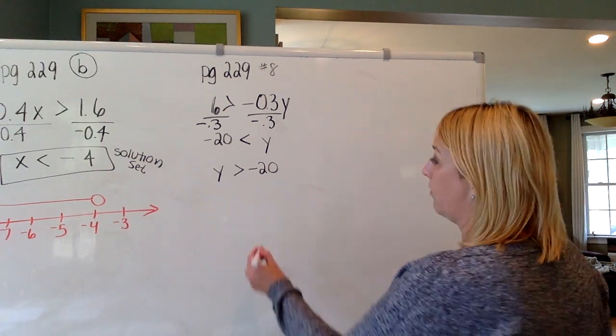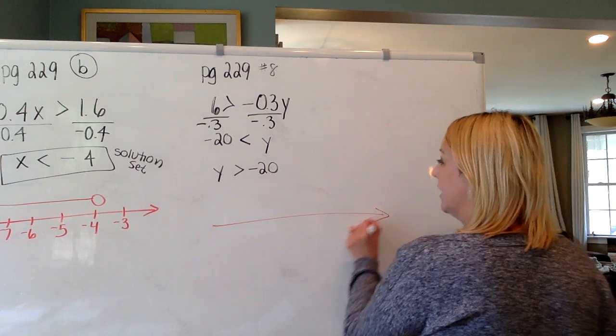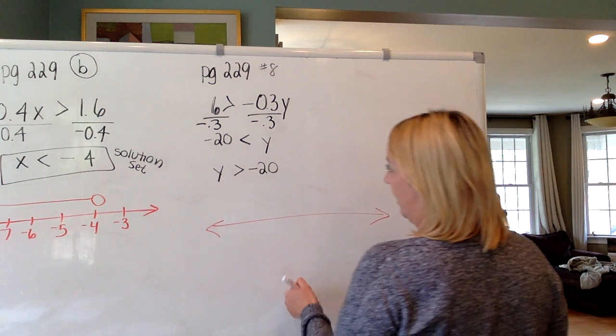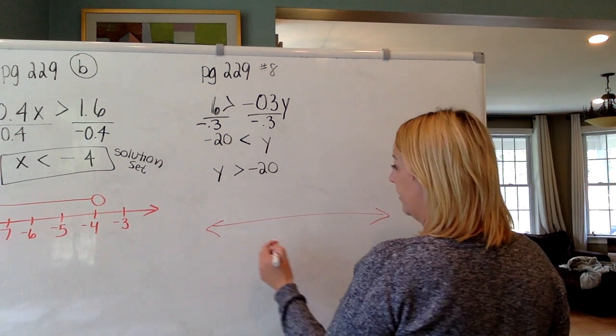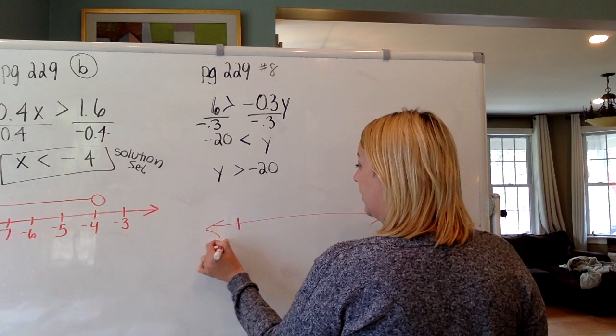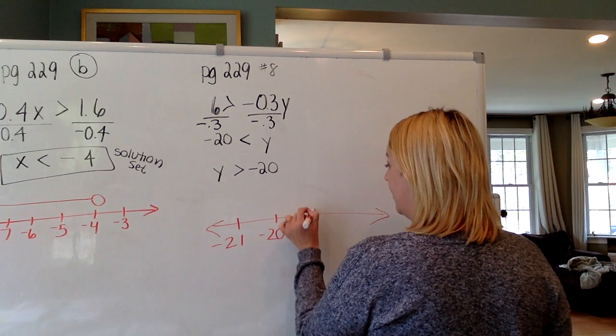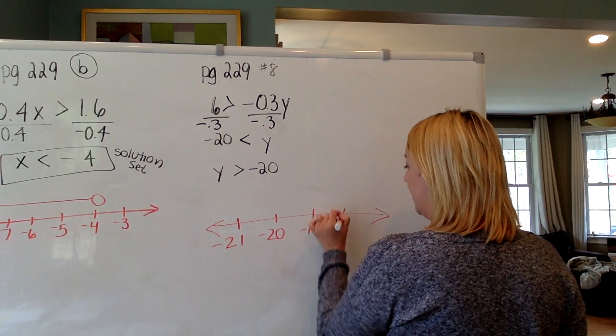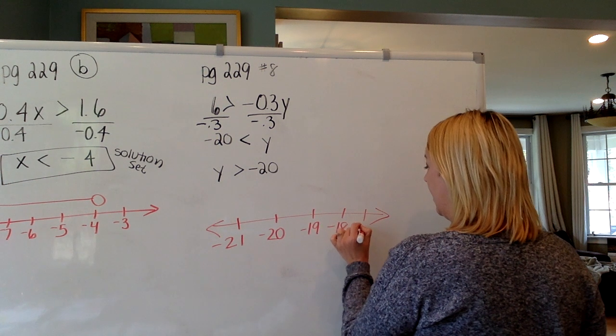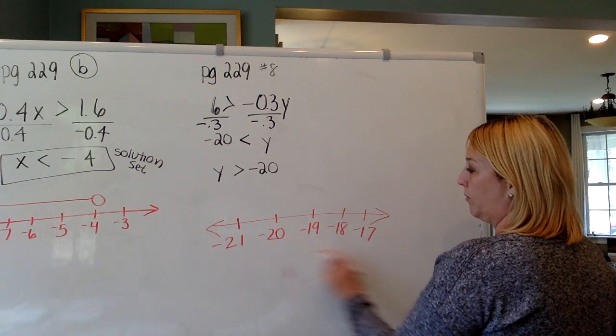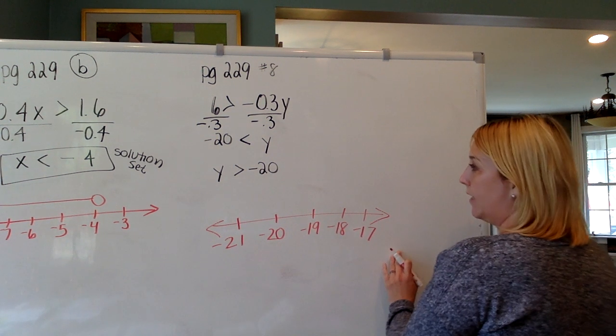So the last thing we need to do is graph. When we're graphing our solution set, it's y is greater than negative 20. So I'm going to say negative 21, negative 20, negative 19, negative 18, negative 17, right? So my number line is going the right way.